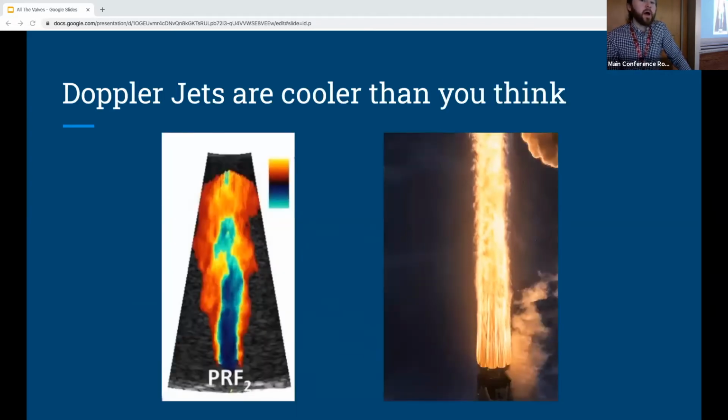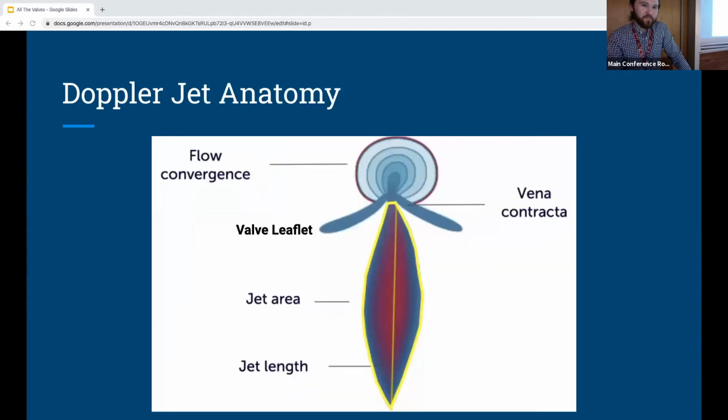All right. And now I want to move briefly into the Doppler jets. I spent about an hour looking at that, and they are very cool if you spend some time learning them. So Doppler jets have their own anatomy, which I found very interesting.